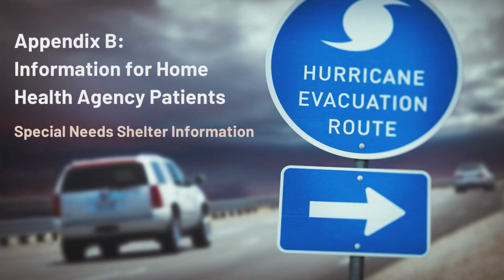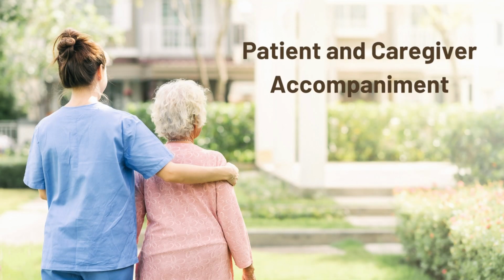In Appendix B, patients will find vital information for their safety and preparedness during emergencies. This resource, conveniently located in their admission pocket, offers essential guidance to ensure they are well informed and ready to face any unforeseen situation. If the patient has a caregiver, the caregiver must accompany the patient and remain with them at the special needs shelter.